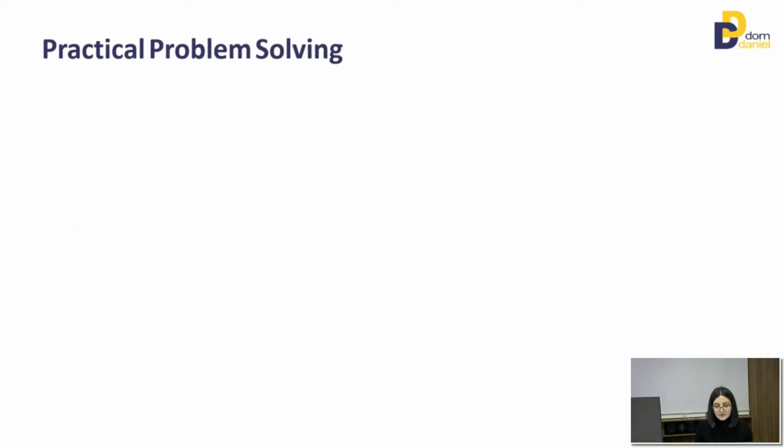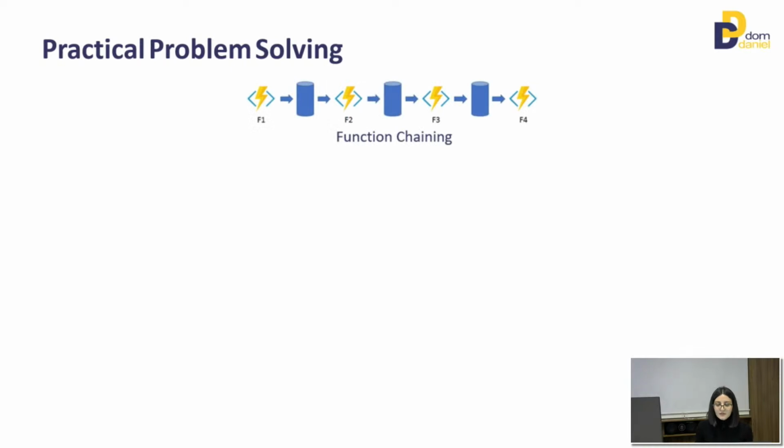Here are a few common patterns that it solves for. The first one is function chaining. For example, I have function 1, and I want to call function 2, then function 3, and function 4. Without durable, I would end up having to drop a message into a queue, and then it would have to pick it up from the queue and so forth. That gets really challenging to manage, to monitor, and to scale. But with durable functions, I can just write code to call function 1, function 2, and then function 3.